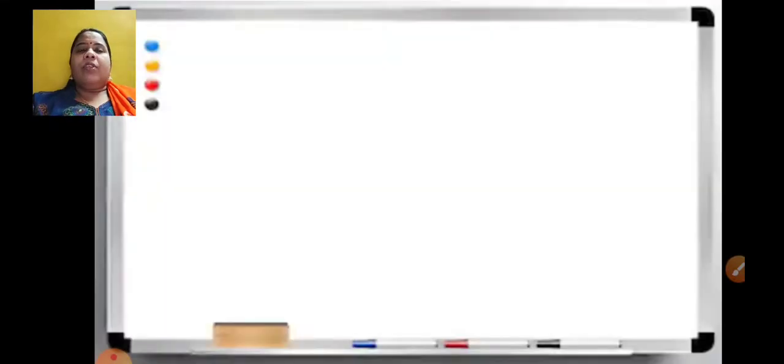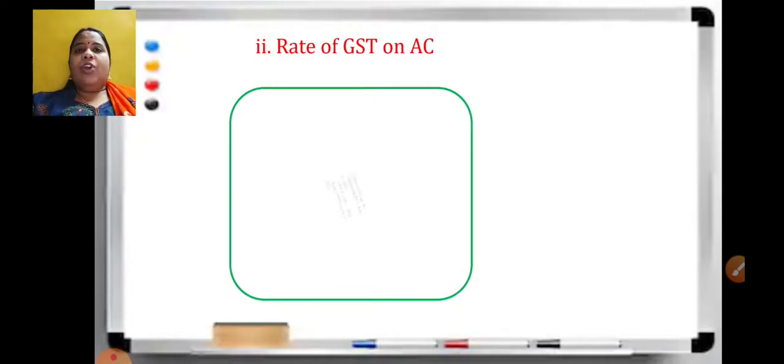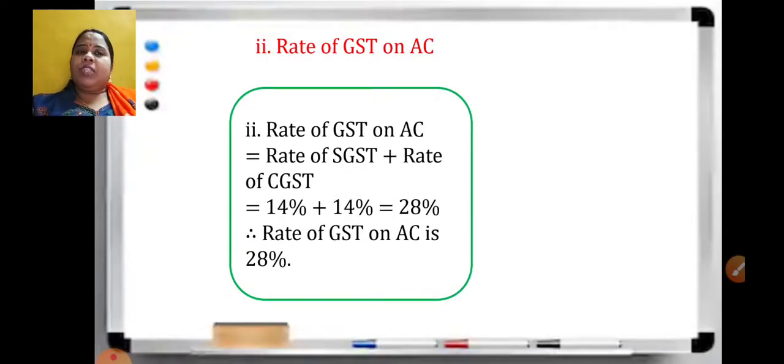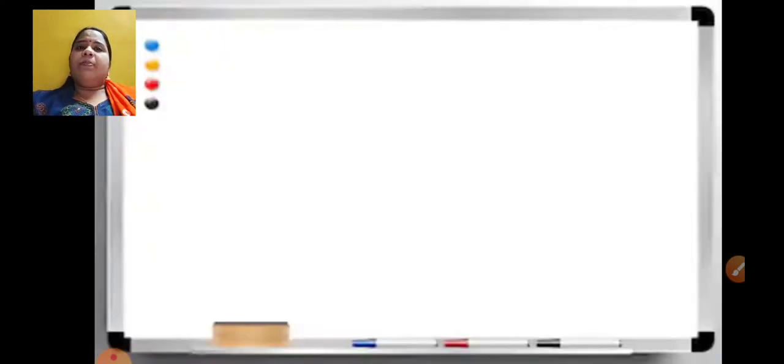Second part of the sum is rate of GST. Now, rate of GST is nothing but rate of SGST plus rate of CGST. So that is 14 plus 14, that is 28%. So immediately we can finish the second part also. I hope you are understanding it. The second part, the answer is 28%. Okay. Now see the third part.